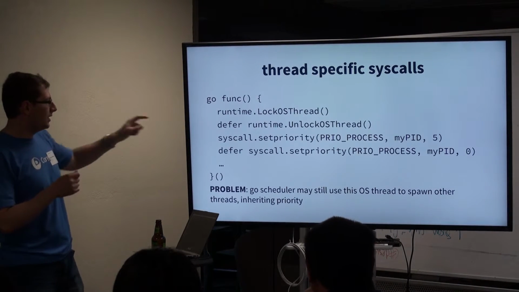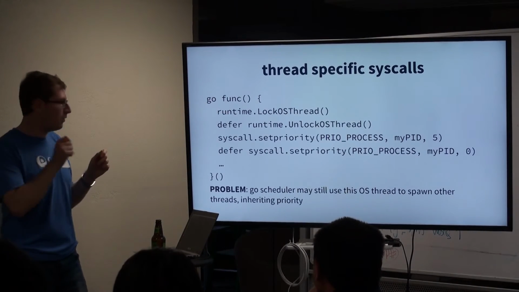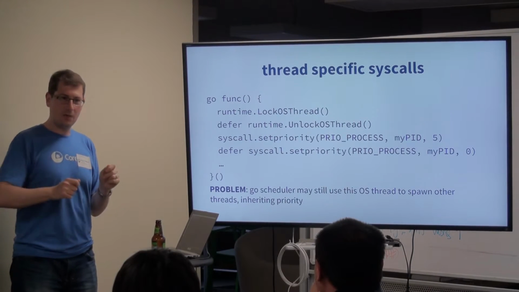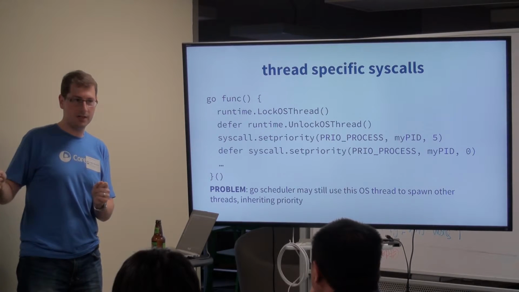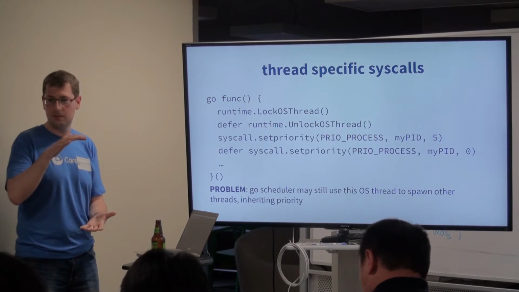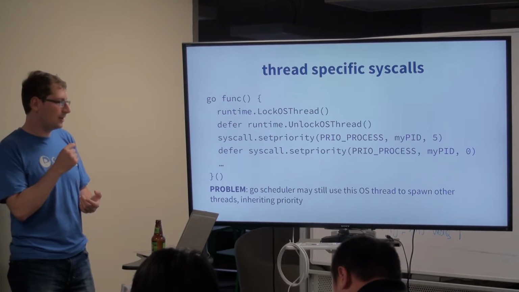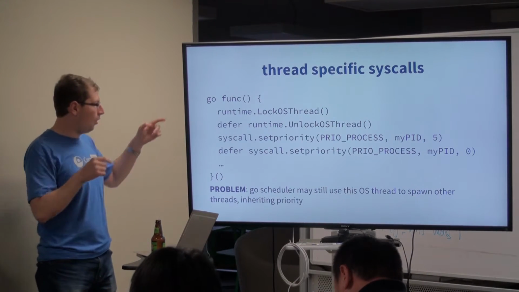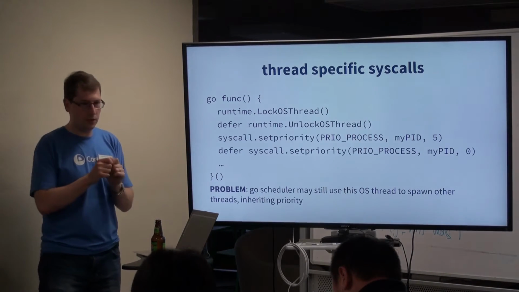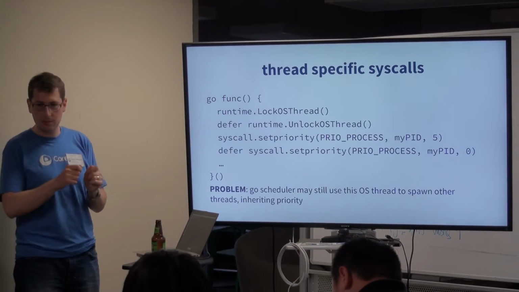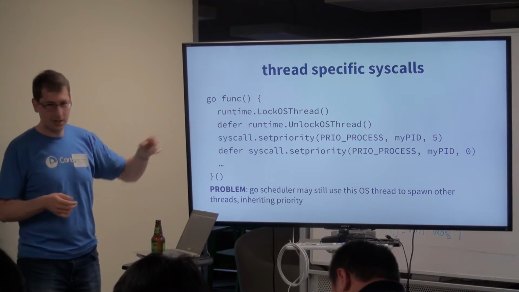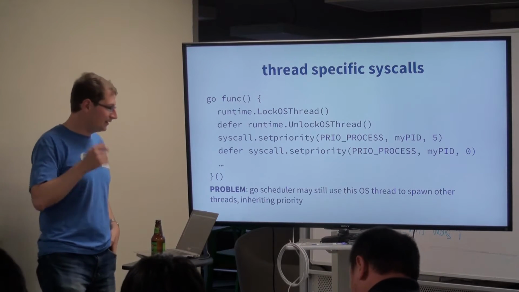The problem is that while locking the thread promises that no other goroutine is going to run on that thread, the scheduler may still run on that thread. So when the scheduler decides that it needs to spin up more operating system threads, maybe because some ratio has crossed some watermark, it might decide to launch those threads from the thread that's executing this goroutine. And since the spawned thread is going to inherit the priority of its parent, some random thread is now also going to be running at priority 5. Not what you want.